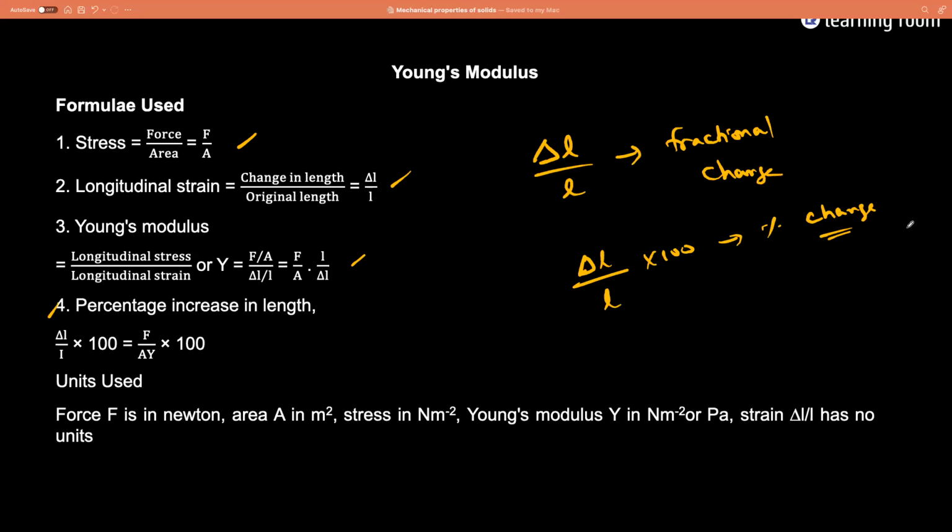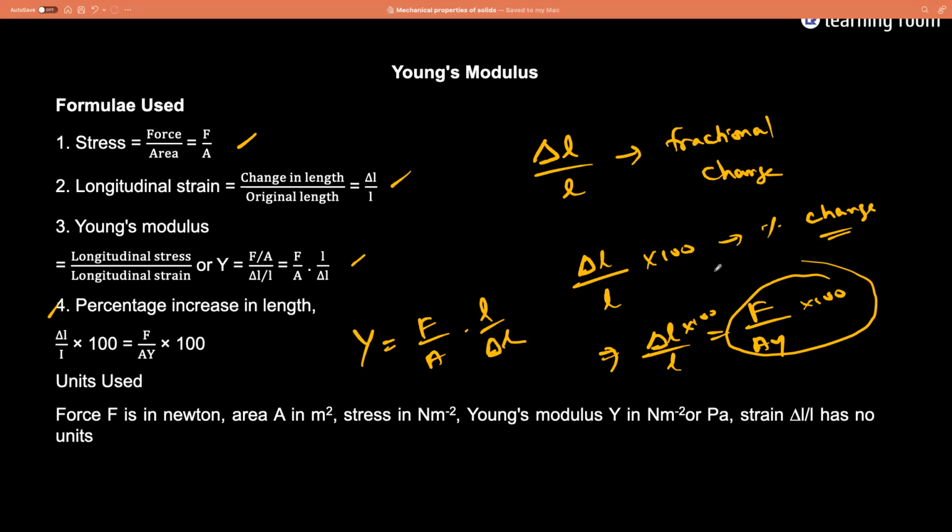So what I can do with this, if Y is equal to F by A into L divided by delta L, I'll rearrange the equation. Delta L by L will be equal to how much? F divided by A into Y. If you multiply with 100 on both sides, I get the percentage change or increase. It's not a formula or something, this is rearranging the equation. So the thing that you need to remember is Young's modulus. If you remember that, you can rearrange anything. Am I clear? Shall I proceed?